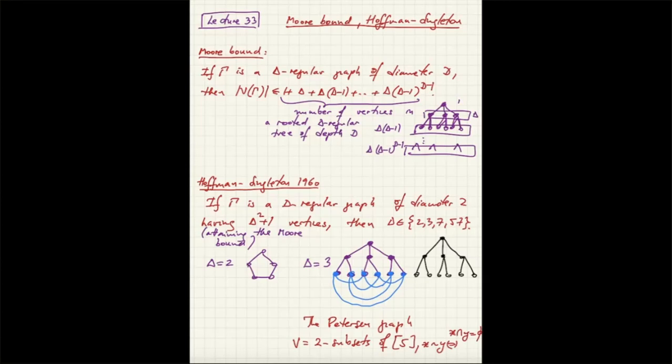We can label this 1, 2. So I'll just write the two subsets in this notation, 3, 4, 3, 5, 4, 5. And we can put here 1, 5, 2, 5, 2, 4, 1, 4, 1, 3, 2, 3, and we can join them this way.